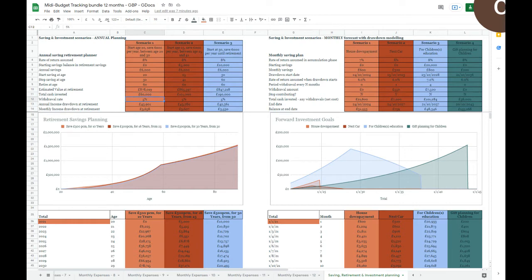That then leads to the following section, which is a withdrawal rate set. So this is saying how much of your pot, your invested value, are you going to withdraw and spend to live on in retirement each year.